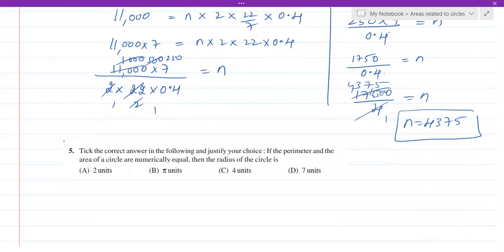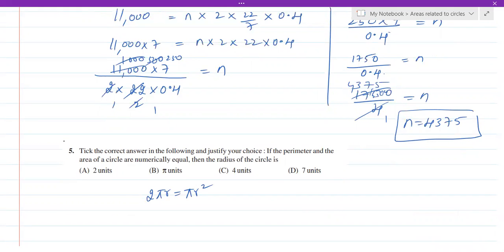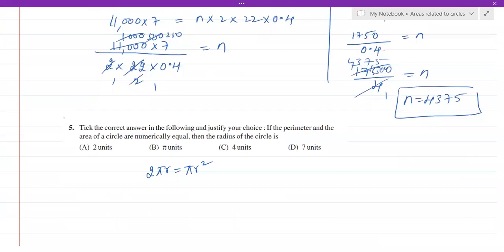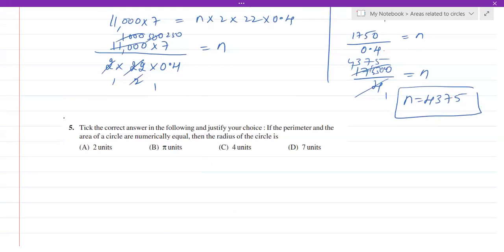Tick the correct answer in the following and justify your choice. If the perimeter and the area of the circle are numerically equal, then what is the radius of the circle? Perimeter of the circle is simply the circumference. So circumference is 2 pi r. If that is equal to the area of the circle, what is the radius? This is the question. So 2 pi r is equal to pi r square. So pi and pi get cancelled. One r and one r get cancelled, or you can also do it the other way.